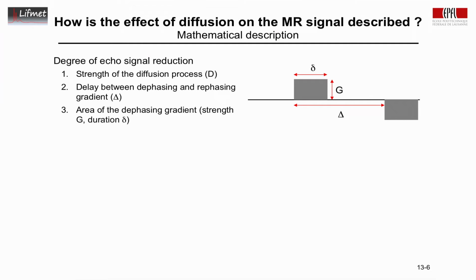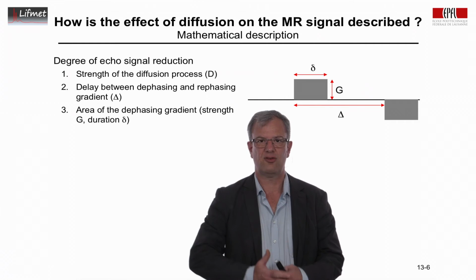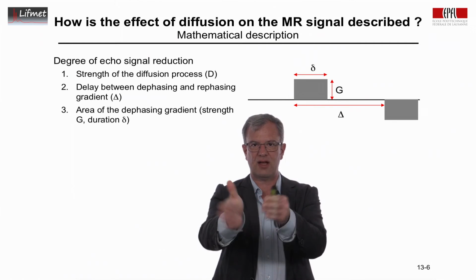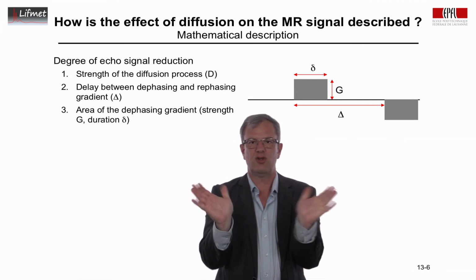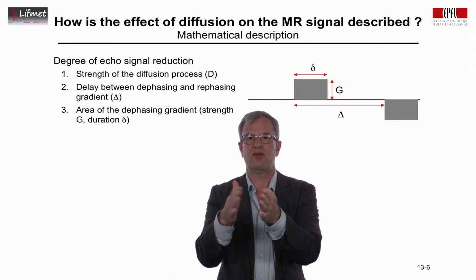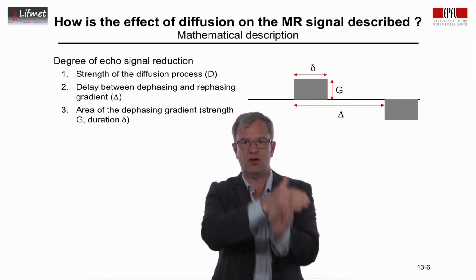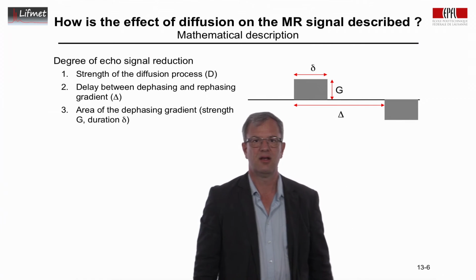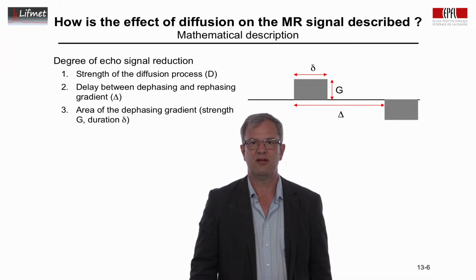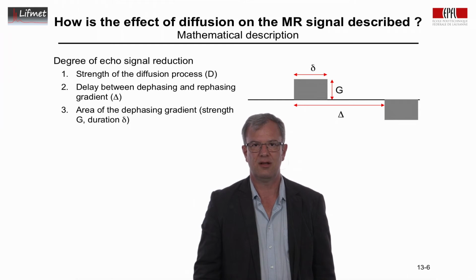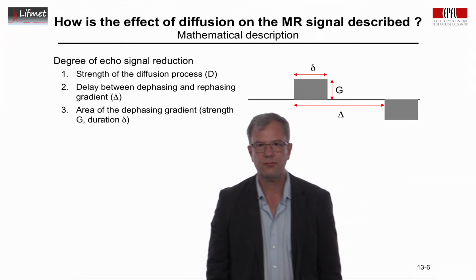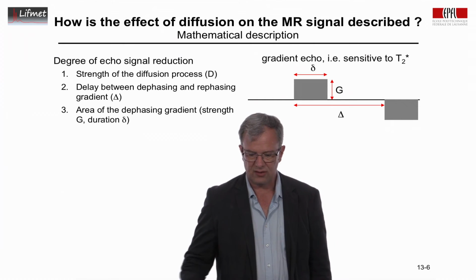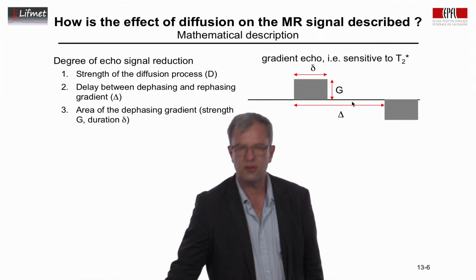And finally, the phase is also dependent on the strength of the gradient. It's not just the strength, but it's the integral of the gradient. So if we have a strong gradient for a long time period, the magnetization vector spreads out much more. And then we apply the same gradient, so for the same position, the phase difference between original position and end position is going to be bigger, and therefore the signal is more strongly attenuated. So it's the area of the dephasing gradient that influences the signal reduction as well. Now this is the example of a gradient echo that's sensitizing the diffusion process.